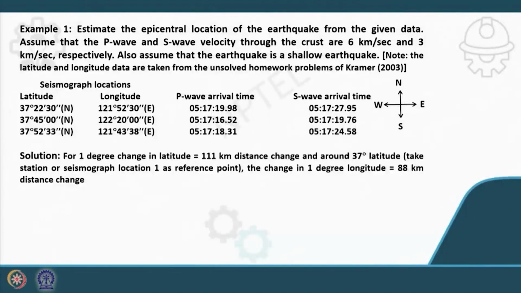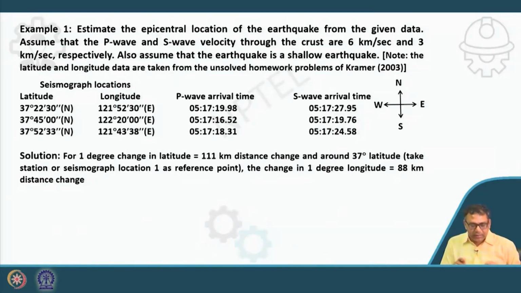In this example problem, we are asked to estimate the epicentral location of the earthquake from the given data. Assume that P wave and S wave velocities through the crust are 6 km per second and 3 km per second respectively. Also assume that the earthquake is a shallow earthquake. Note that the source of this latitude and longitude data is given here.